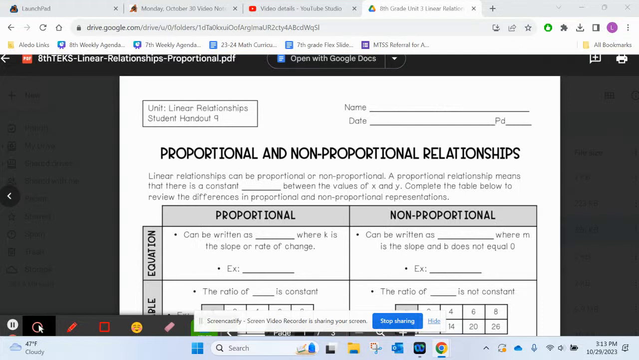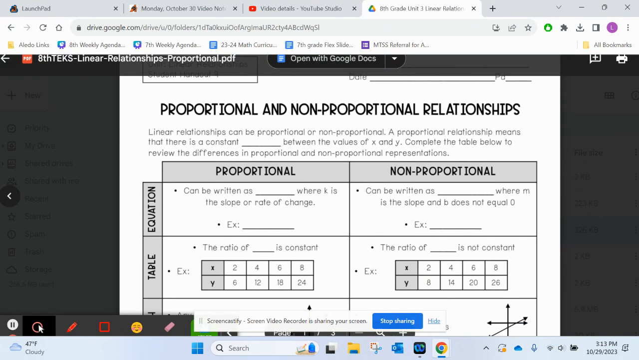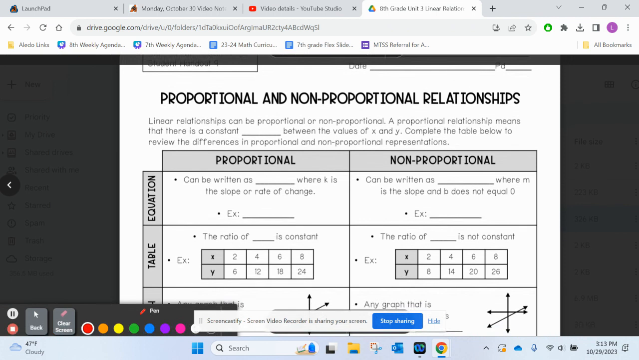Okay, so we're going to look at proportional and non-proportional relationships in the notes today. And I want you to look at what this says. It says linear relationships can be proportional or non-proportional. A proportional relationship means there is a constant rate between the values of x and y. Complete the table below and we're going to look at the differences.